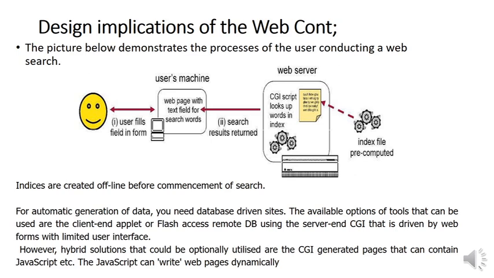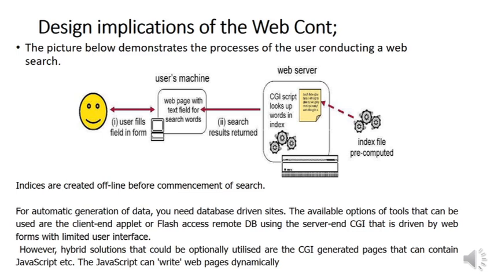This picture below demonstrates the process of the user conducting a web search. The user, the machine, then the search through the several servers. And you can see the advice. They said the code server should be different from the data server to prevent security problems. Indices are created offline before commencement of search.